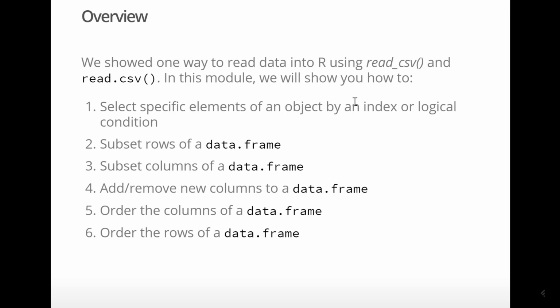In this module, we're going to talk about how to select specific elements of an object by an index or some sort of logical condition. And then we're going to use that to subset rows of a data frame. We're also going to talk about how to subset columns of a data frame, how to make new columns or remove columns, how to reorder columns, and how to reorder rows.